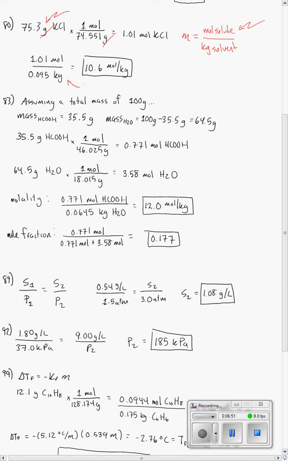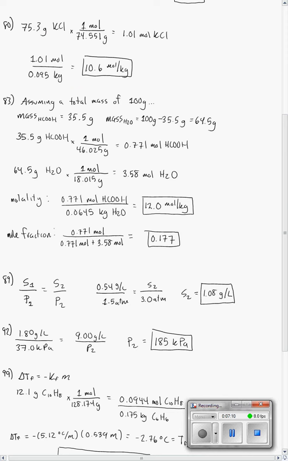The final textbook problem that just involves calculating concentration is number 83, and number 83 is kind of tricky. You're told that you have a 35% by mass solution of formic acid, and that's all the information you're given, and you're then asked to calculate both the molality of the solution and the mole fraction of the solution.